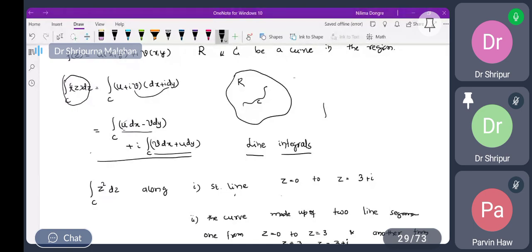Then along the first curve, along the straight line z is equal to 0 to z is equal to 3 plus i. Similarly, what is the second curve? Z is equal to 0 means the point 0, 0. Z is equal to 3 plus i means the point 3, 1. Always a complex number can be expressed in coordinate form.